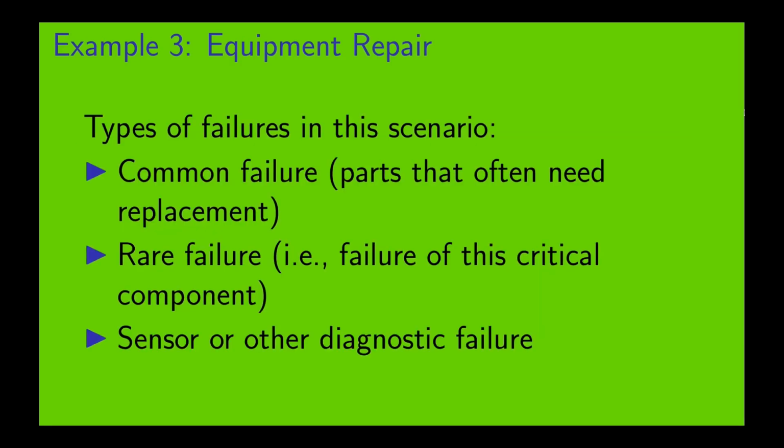So let's say that in this scenario, there are 3 types of failures that can happen to the equipment. First, there can be a common failure. This is the type of failure that happens with parts that quickly wear out and need to be replaced. These happen all the time.